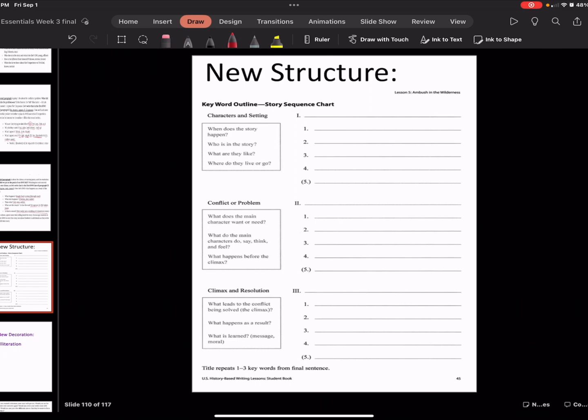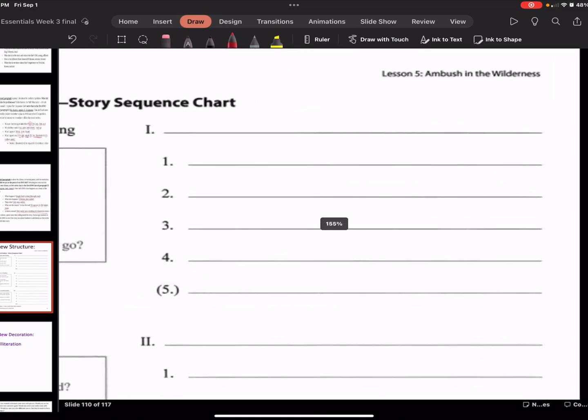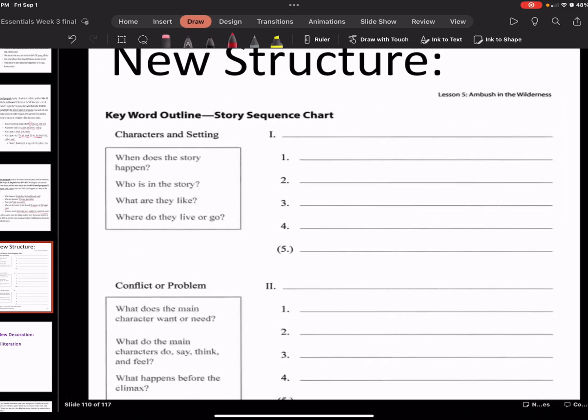Thank you for your patience. Here we go. So we're looking at our keyword outline here. We're going to do this together. Now, you can do this independently and use your own notes that you thought were important, but for the sake of working through it, we're going to do it together. So here we go. Characters and setting.